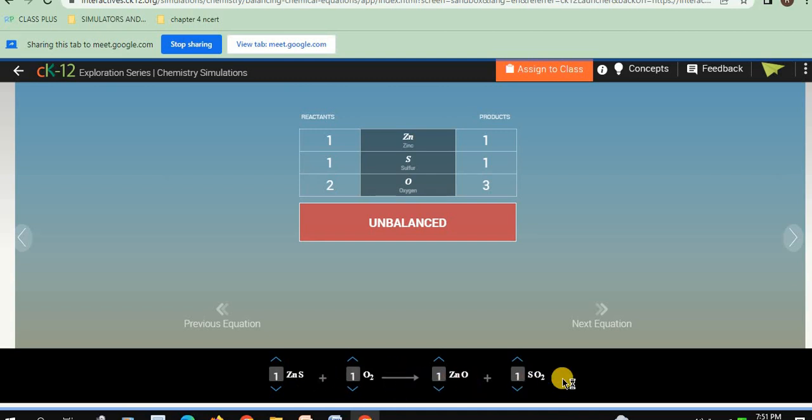Balancing of this. Right hand side, how many oxygen?